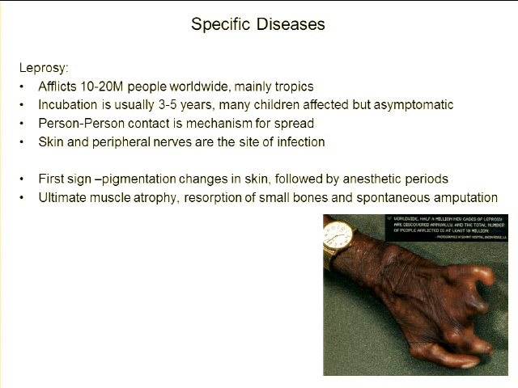Okay. Leprosy will affect the skin and the peripheral nerves wherever the site of infection is. Usually you start seeing changes in the skin color, followed by periods of, lack of a better term, anesthetic. So tingling followed by numbness is what happens. Over time, the muscles will atrophy. You get resorption of the bones and essentially spontaneous amputation, which is what you see in this hand here. Okay, so it's a very disfiguring disease.